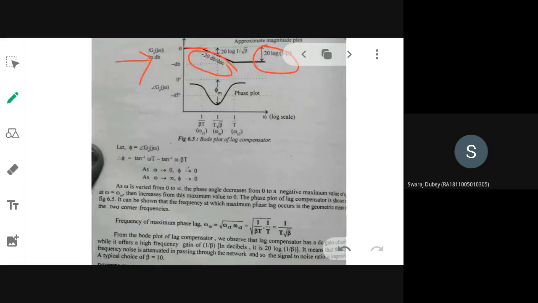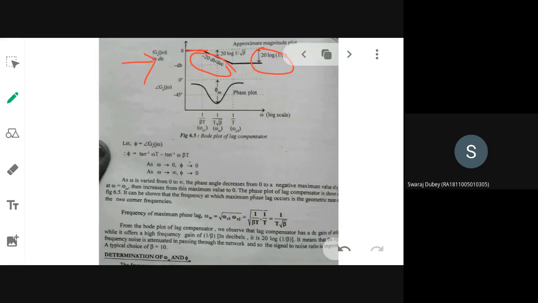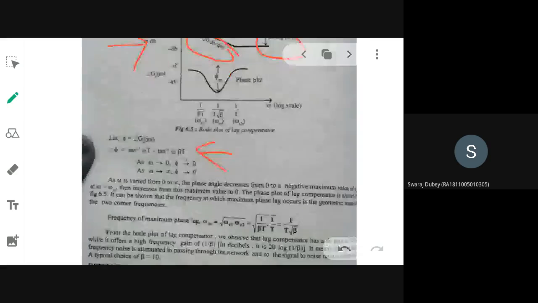Okay, next thing is you need to know how that phase lag happens. For that you have to use the phase angle expression. What is the phase angle expression that you got? Tan inverse of omega t minus tan inverse of omega beta t. That is the phase angle that you got from that equation.